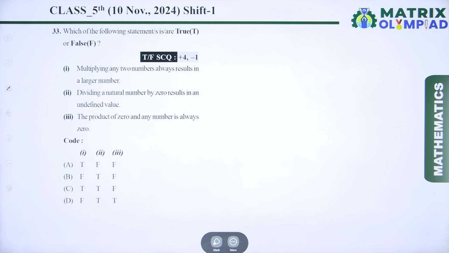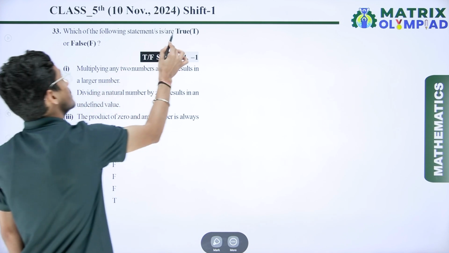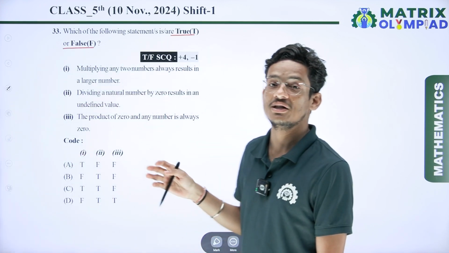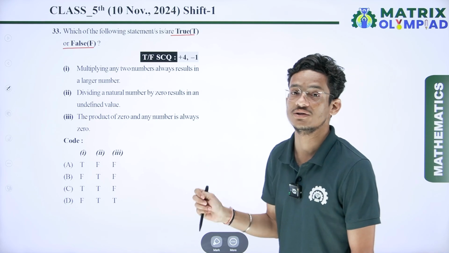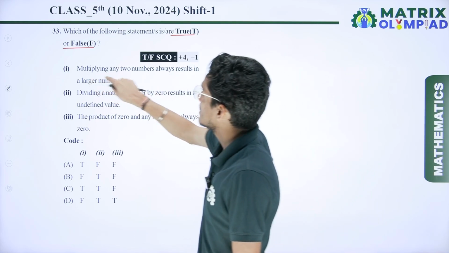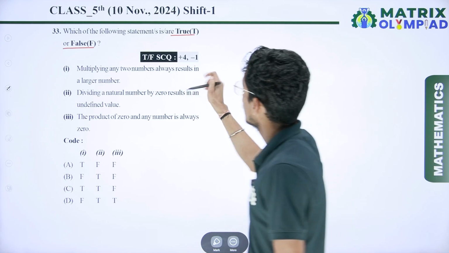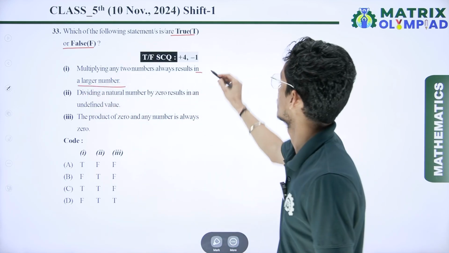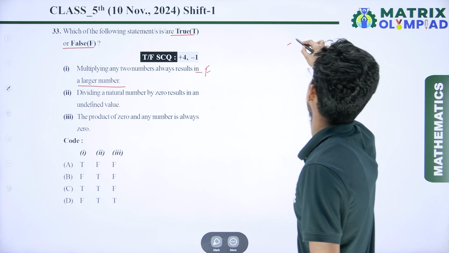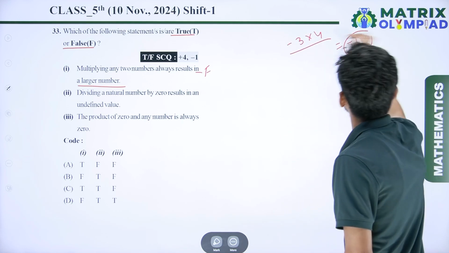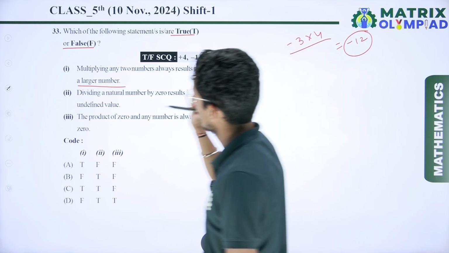So now if I talk about the next question, that is which of the following statements is true or false. So here we have again given three statements. We have to find out which one is false and which one is true. So statement number 1, that is multiplying any two numbers always results in a larger number. No, this one is false, because if we take two numbers like -3 and 4 and multiply, I get -12, which is a smaller number. So I can say this one is false.